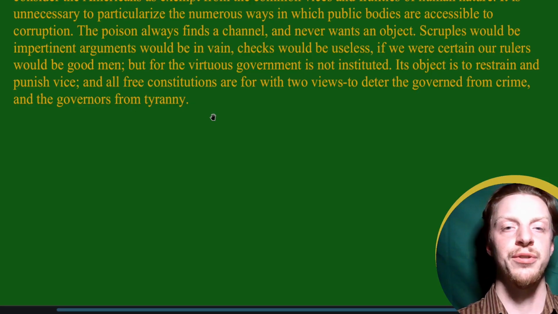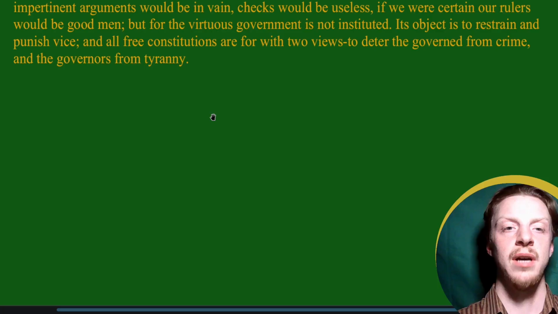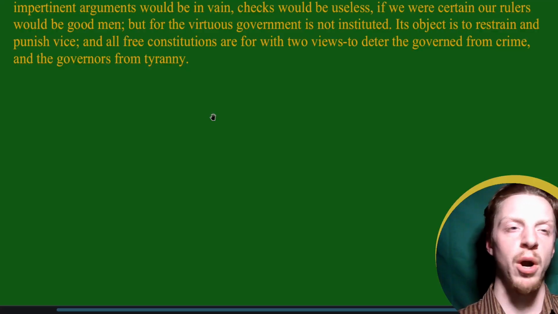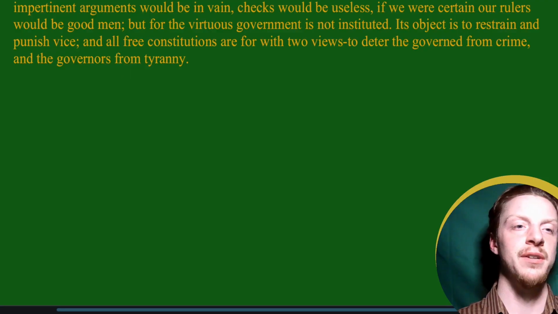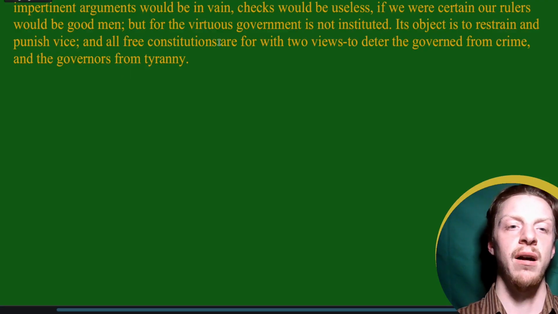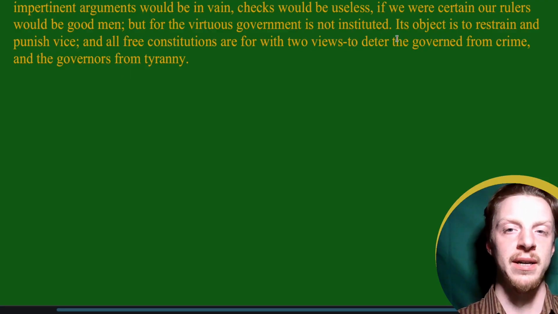Its object is to restrain and punish vice, and all free constitutions are formed with two views: to deter the governed from crime and the governors from tyranny. What a perfect way to summarize the core principle of the revolution against the crown. Go ahead and highlight that.